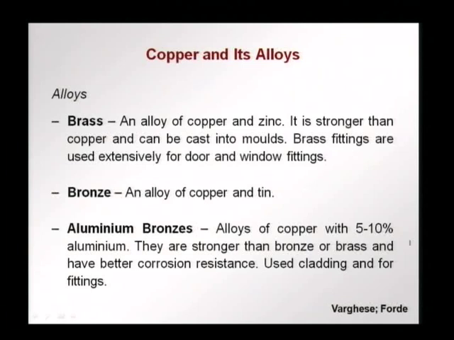Nowadays there seems to be an interest in using aluminum bronzes. Aluminum bronzes are alloys of copper with about 5 to 10% aluminum. They are stronger than both bronze and brass, and they have better corrosion resistance. So, aluminum bronzes are being used as cladding and also for fittings.